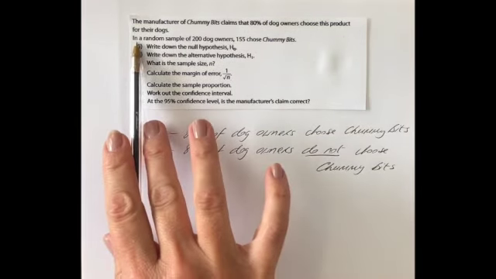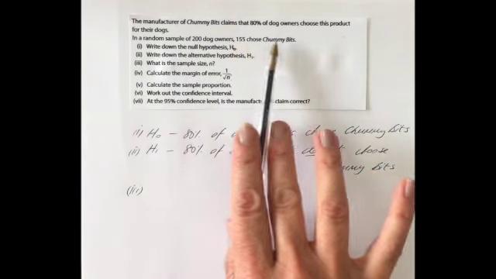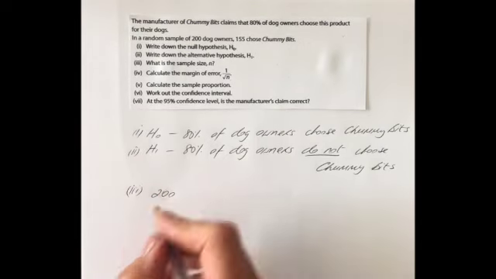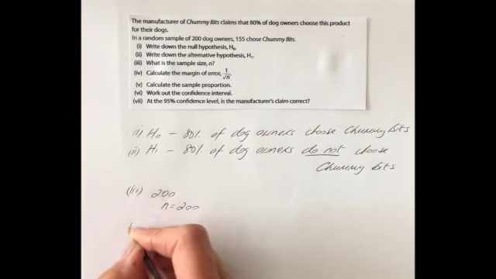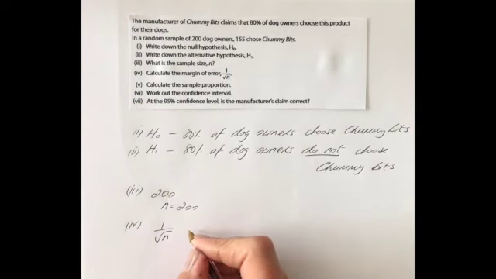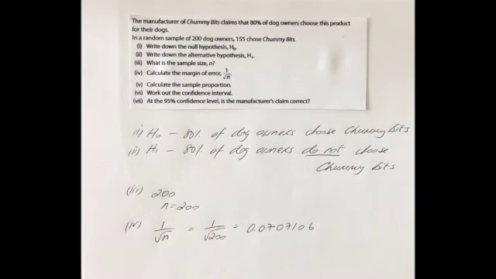Okay, so then part 3 asks what is the sample size. So let's have a look. It says in a random sample of 200 dog owners, 155 chose Chummy Bits, okay, in that survey. So 200 is obviously the sample size, in other words, n. Now we need to calculate the margin of error, and we're given that in this actual question. So 1 over root n, that's going to be 1 over the square root of 200. So that works out to be 0.0707106. We'll round that to 2 decimal places, so that's 0.07, which is the same as 7%.